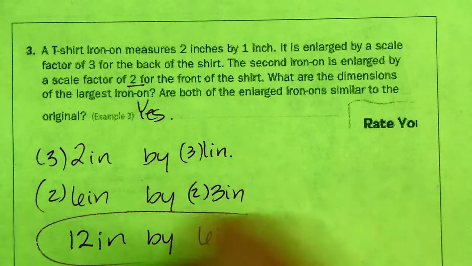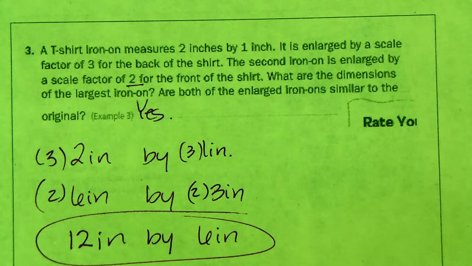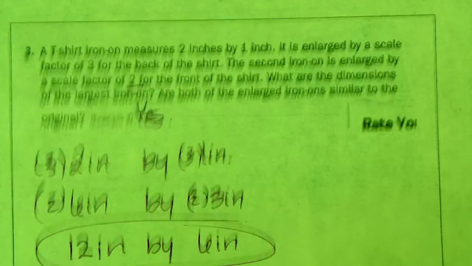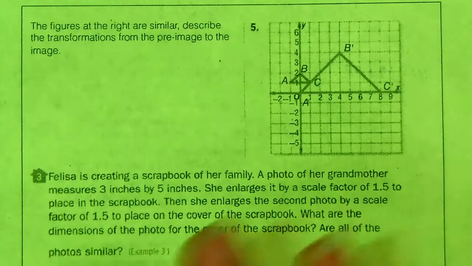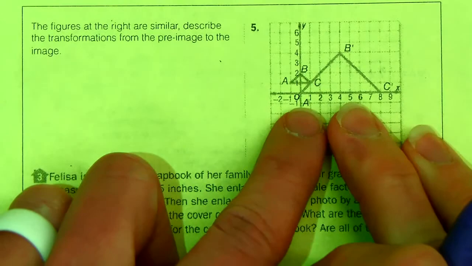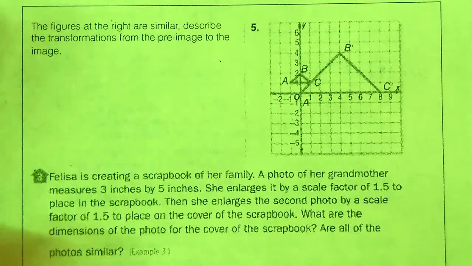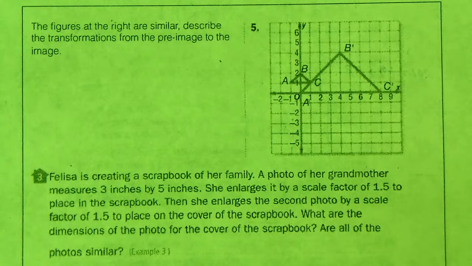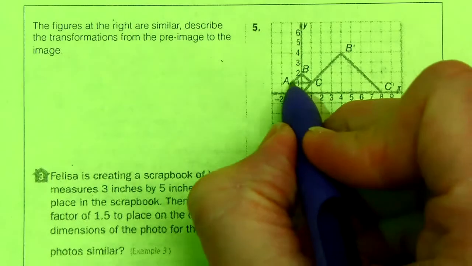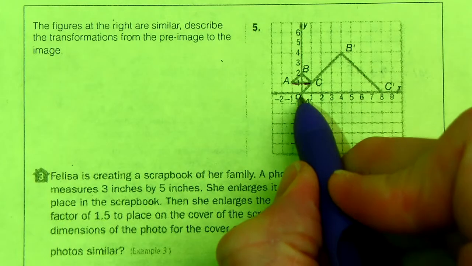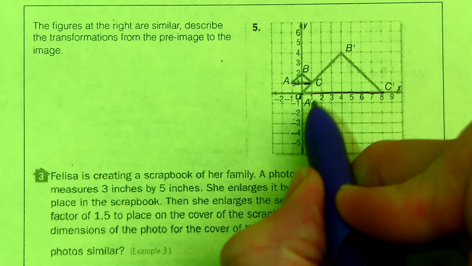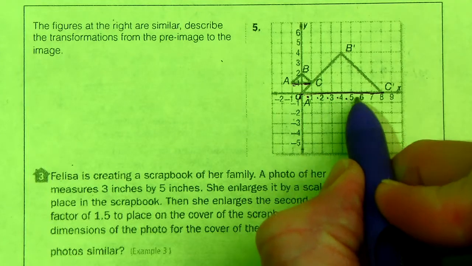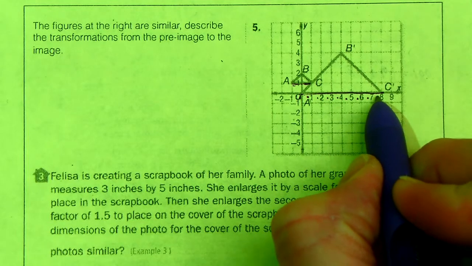All right? Last slide for this one. I'm just going to let you practice. This one is interesting, and that's why I picked this one to do. Because we really only have one side that I can compare. I can compare AC to A prime, C prime. So let's see, 2, and then 8. So 2 to 8. Well, if the new is 8 and the original is 2, what's our scale factor?